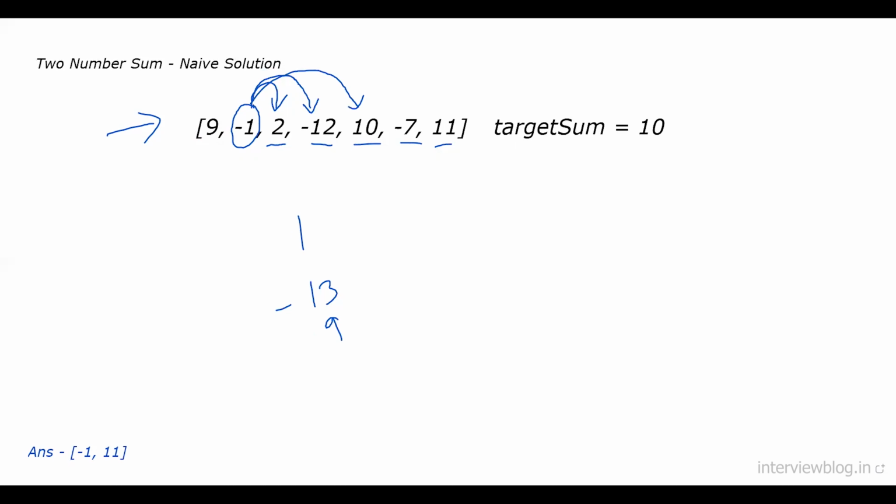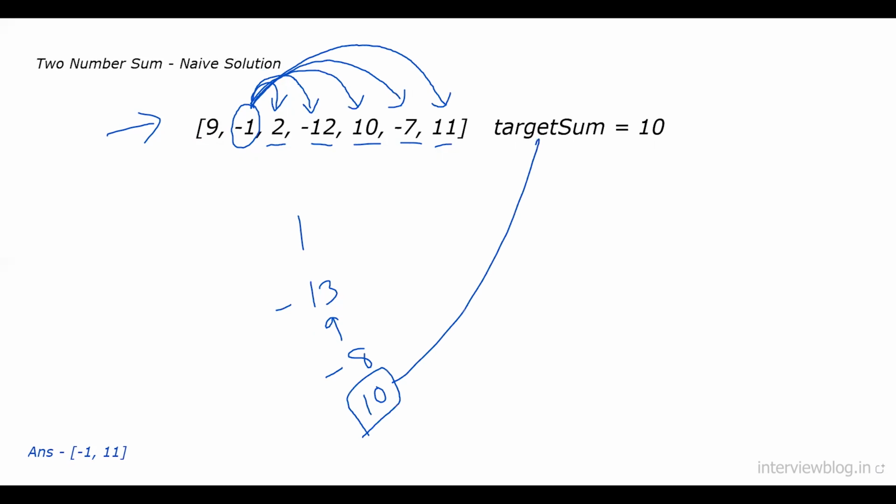Since 9 is not equal to 10, we will again add -1 with -7, which gives us -8, which is again not equal to the target sum. Hence, we will add -1 with 11, which gives us 10. And now this 10 is equal to the target sum. Hence, we have found the pair that is -1, 11.